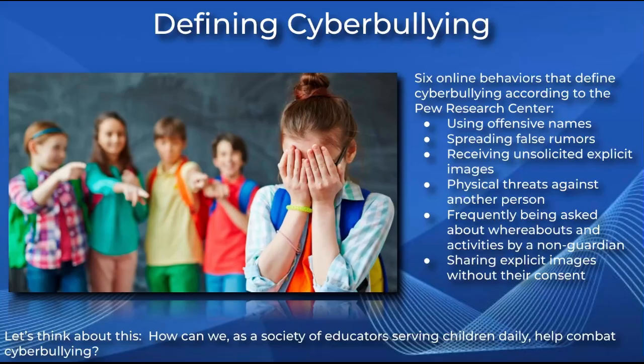We start by defining cyberbullying. What is cyberbullying? According to the Pew Research Center, there are effectively 6 different behaviors someone can do online that is considered as cyberbullying. Those 6 behaviors include using offensive names, spreading false rumors, receiving unsolicited explicit images, physical threats against another person, frequently being asked about whereabouts and activities by a non-guardian, and sharing explicit images without the other person's consent. One thing as educators we should think about when talking about cyberbullying is how can we, as a society of educators serving children on a daily basis, help combat cyberbullying?